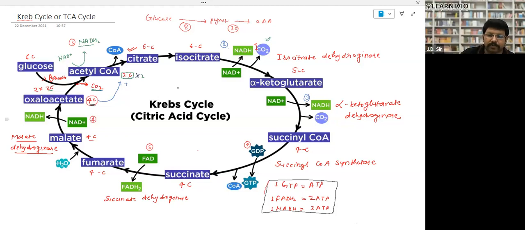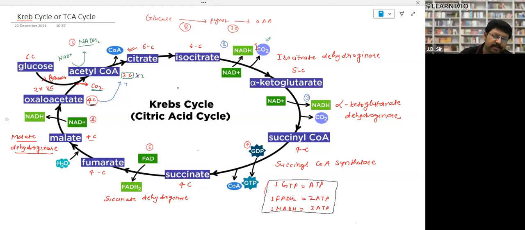Succinyl coenzyme A, which is a 4-carbon compound, breaks down into succinate in the presence of succinyl coenzyme A synthase enzyme. Formation of GTP from GDP takes place. So GTP is equal to ATP, that I have already explained to you. When succinyl coenzyme A changes into succinate, again energy generation takes place.